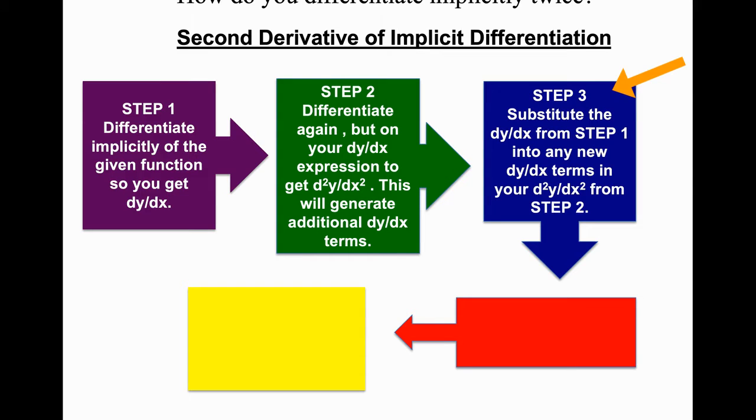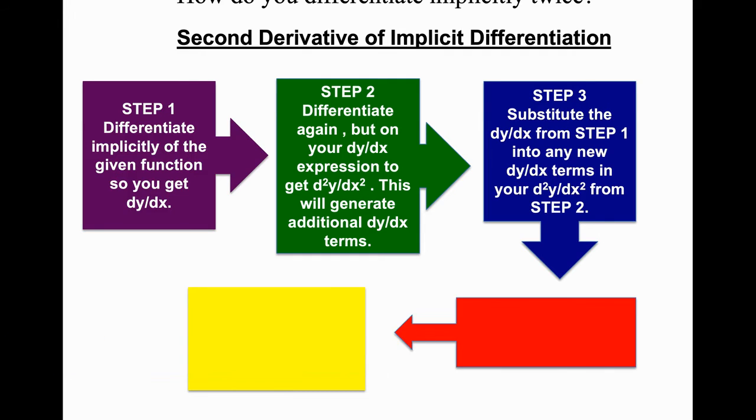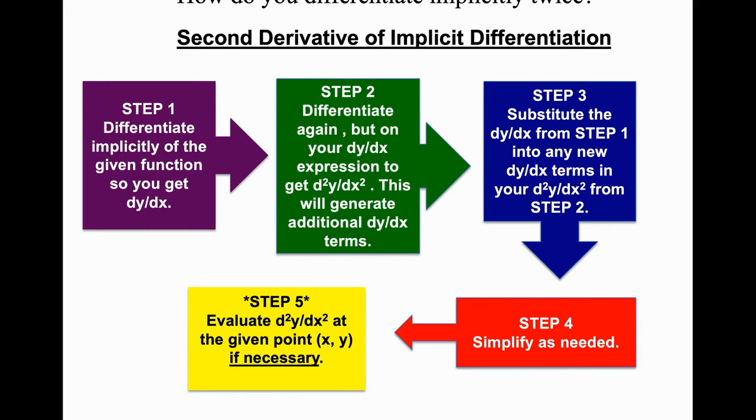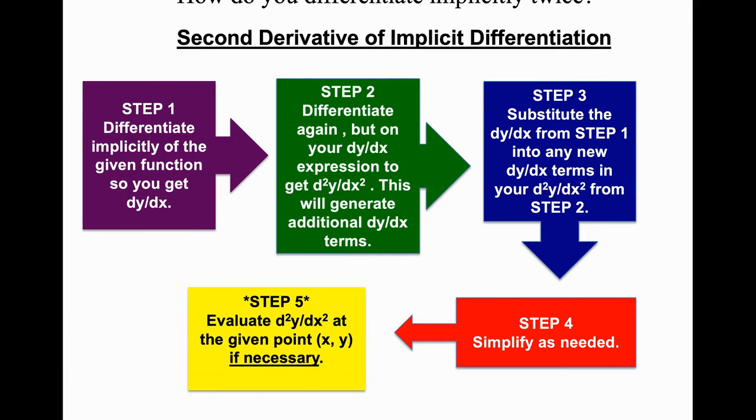Step 3. This is a really important step. What you're going to do is substitute whatever that dy dx is that you found in step 1, and put it wherever there's a dy dx term in your second derivative from step 2. So it's going to turn into a little mini hot mess. Don't worry, it'll be okay. From there, you simplify as needed, and then again, like before, if necessary, you'll evaluate at a given point. But don't assume you always have to do that. You need to read the question, and the question will dictate whether or not you're plugging in numbers.